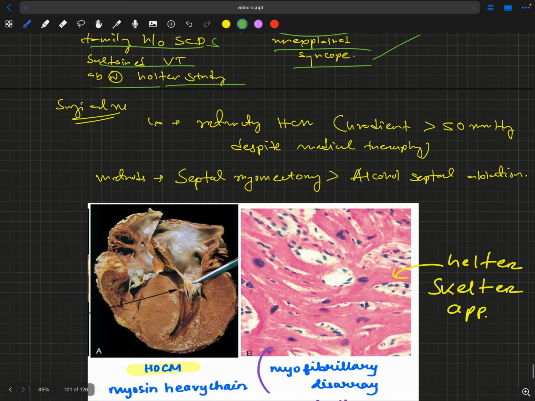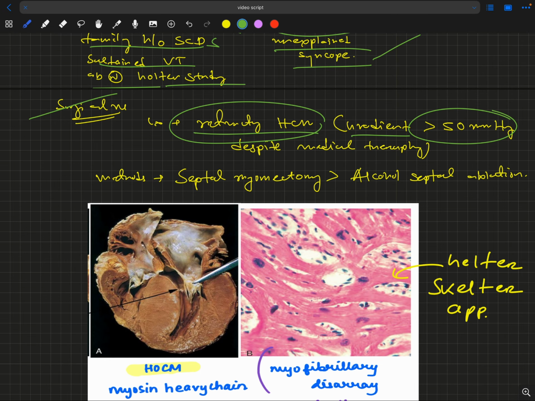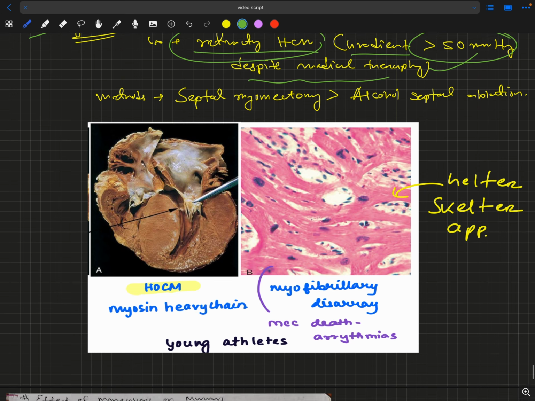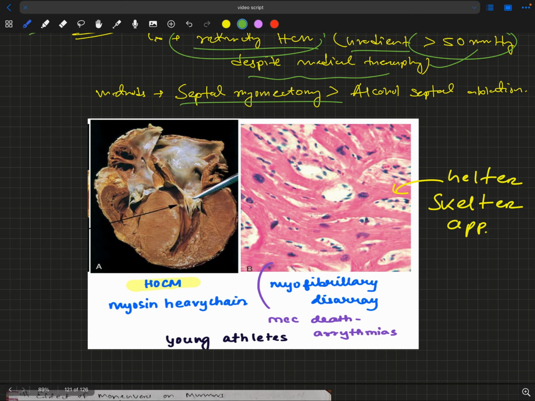So surgical management is indicated in refractory hypertrophic cardiomyopathy, where the gradient is more than 50 mm of Hg despite medical therapy. The methods are septal myomectomy and alcohol septal ablation. Septal myomectomy is preferred over alcohol septal ablation in case of HOCM.